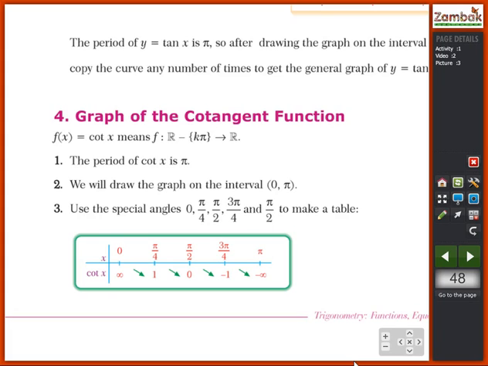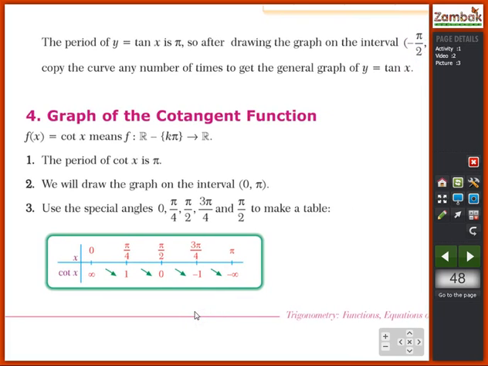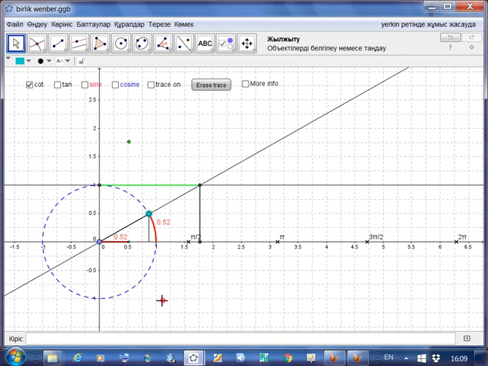Okay, now the graph of the cotangent function. As the cotangent is the inverse of tangent, the graph of the cotangent must look like the graph of the tangent function. Okay, look at this triangle. You know that the cotangent is the adjacent side of this angle over the opposite side, and the length of the opposite side is equal to 1.